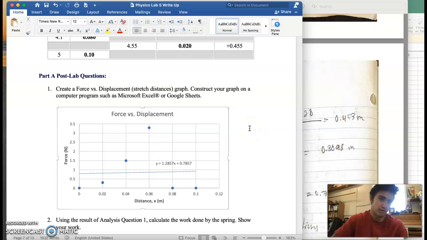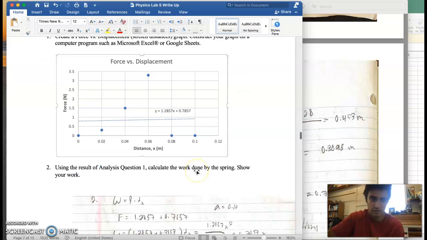Part A, post-lab questions. I tried my best to create the force versus displacement chart on Excel. It was giving me some trouble. It was just highlighting one point, and I couldn't really figure it out. So this is probably wrong, but I did force versus displacement. Force on the y, distance on the x.